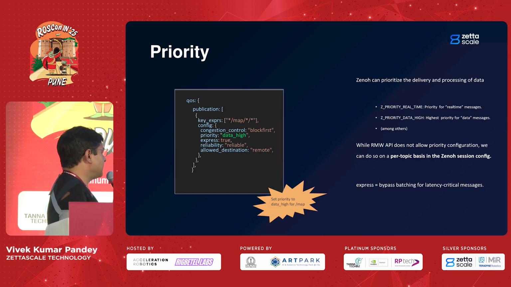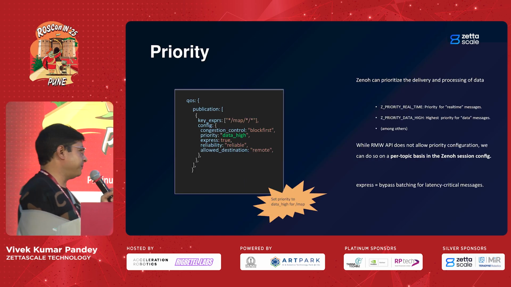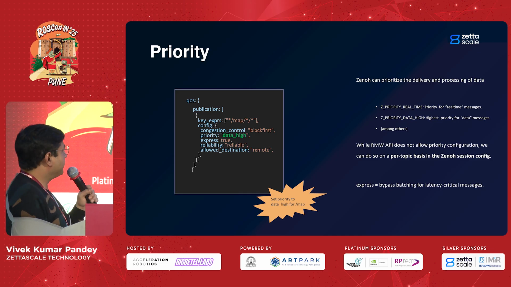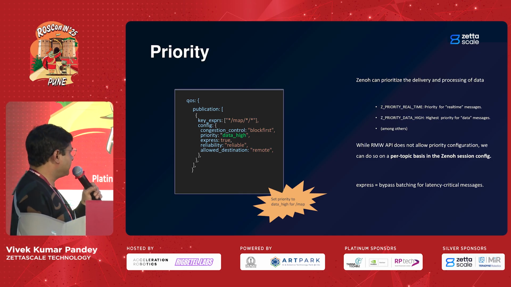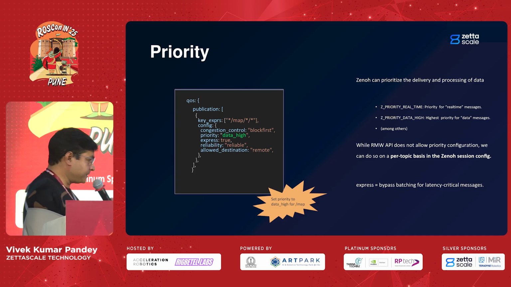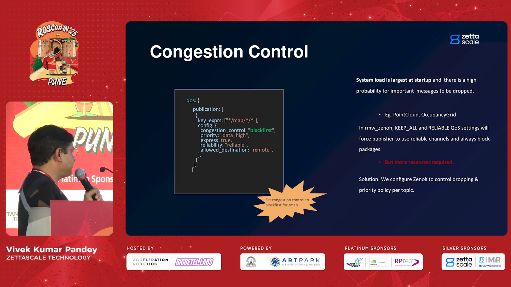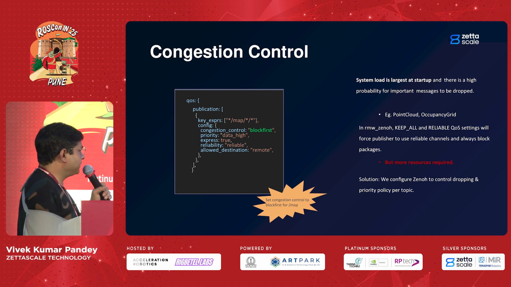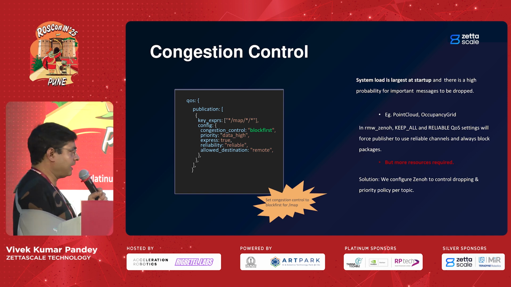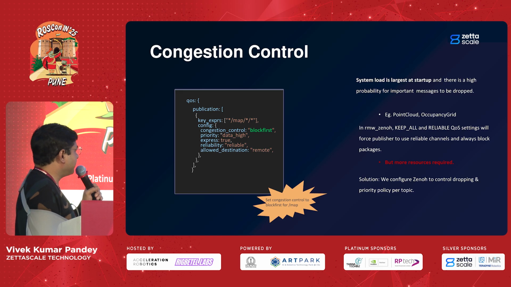For priority, RMW Zenoh doesn't allow priority configuration, but with Zenoh itself you can do that. You can define the priority at the key expression level. You can also define congestion control. It is very important because sometimes your queue is full or the system is highly loaded, and you need to ensure that the priority data and other data get sent.